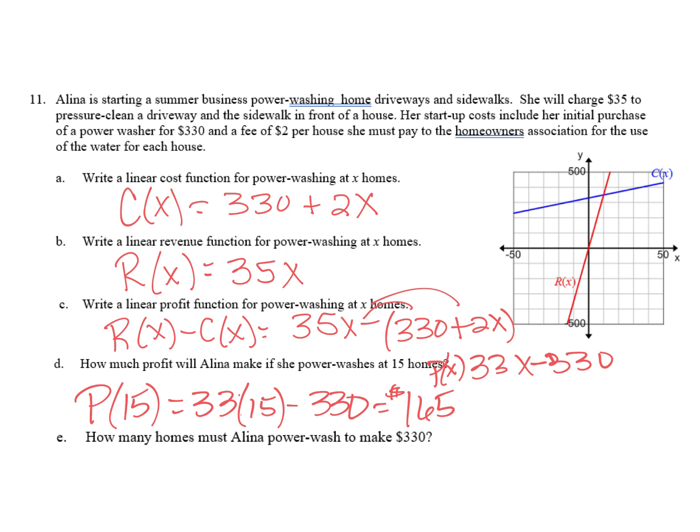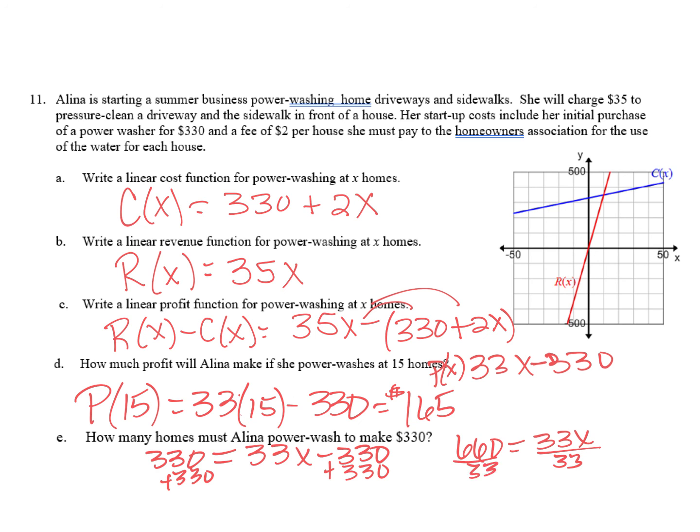So the last question says, how many homes must Alina power wash to make $330? That means profit of $330. Well, that means that we're going to do 330 equals 33x minus 330. So that's the equation I'm going to solve. So I'm going to add 330. So 660 equals 33x. And when we divide by 33, we find out that x equals 20. So she will have to power wash 20 homes in order to make her $330.